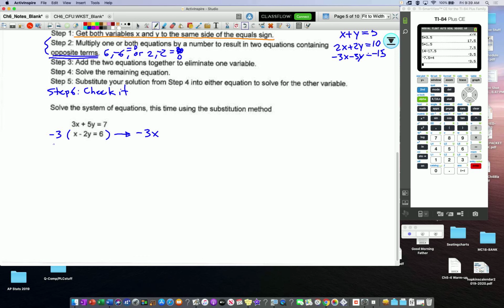Negative 3 times negative 2. So I have to distribute to everything. So plus 6y. Negative 3 times 6 is negative 18. Now the thing I can do is just take the other equation and copy it over: 3x plus 5y equals 7. So now, since they're opposites, step 3 is to add the equations together. The x's cross out. 5y and 6y make 11y. 7 and negative 18 make negative 11.